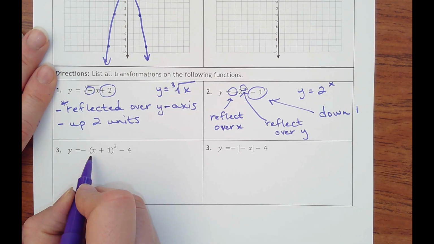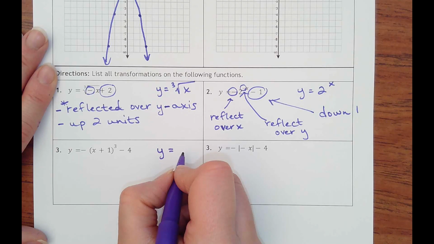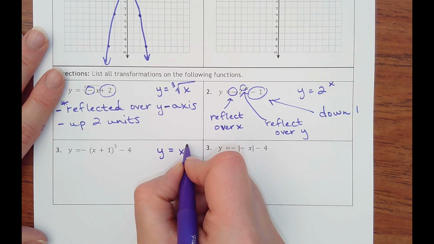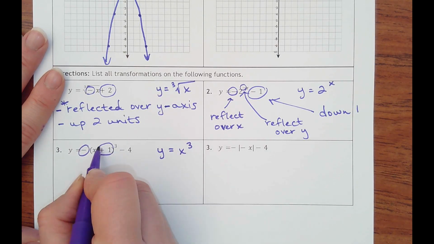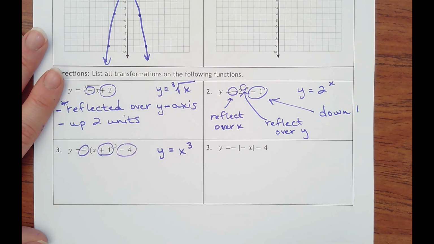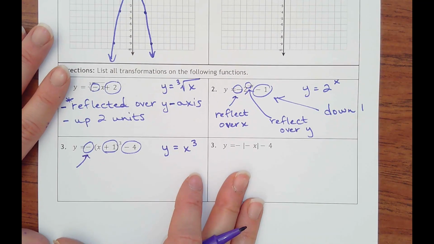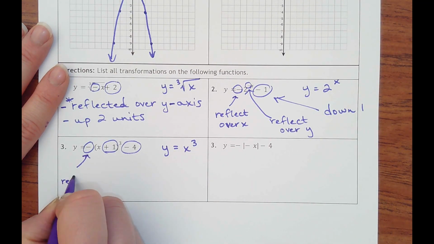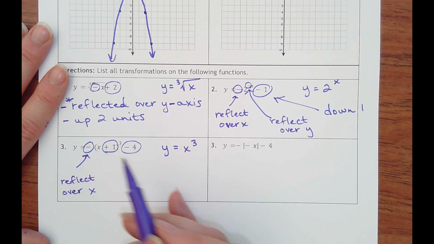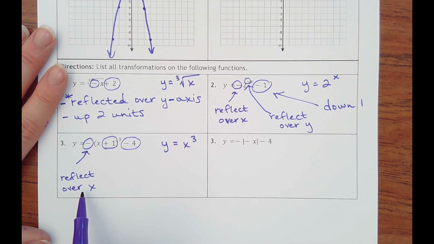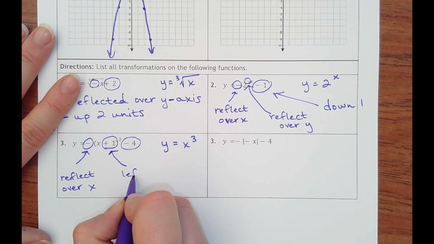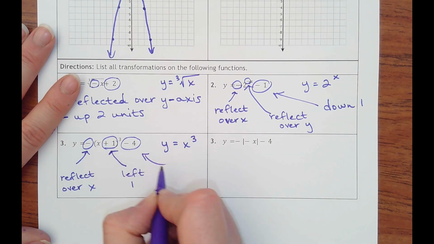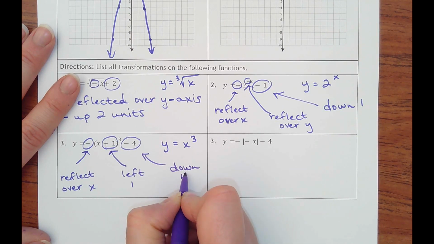Number 3, the parent function would be the cube function, cubic, simply x to the 3rd power. I see a negative in front, I see a +1 inside with x, and I see a -4 on the very end. The negative on the outside means it got reflected over x, I'm sorry, I was looking up at my y there. Reflect over the x-axis because the y's are becoming negative. The +1 inside the function went left 1, and then the -4 went down 4. And I would just do them in that order.